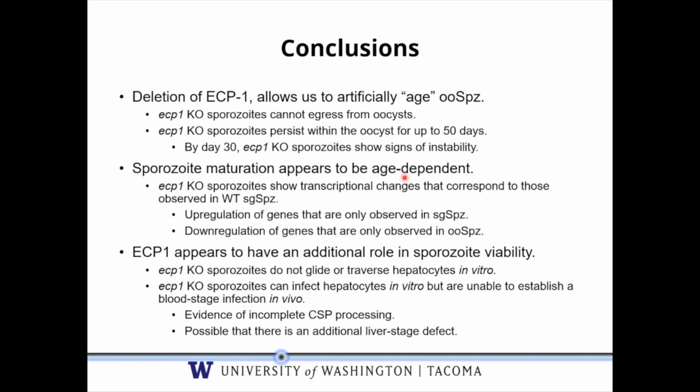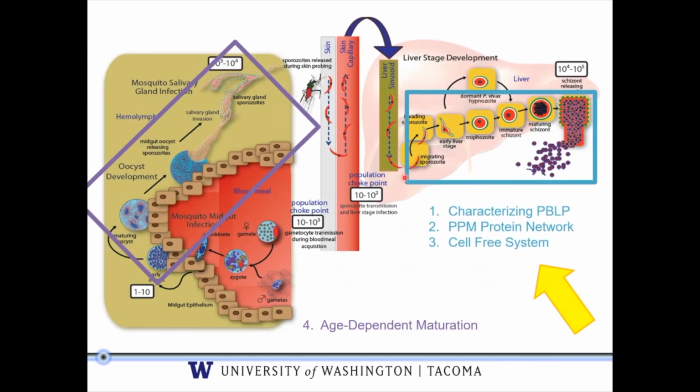But deleting ECP1 did allow us to artificially age these sporozoites within those oocysts, and that is a very useful experimental tool to get at this question of age-dependent maturation and looking at really what governs those changes in gene expression within the mosquito vector.